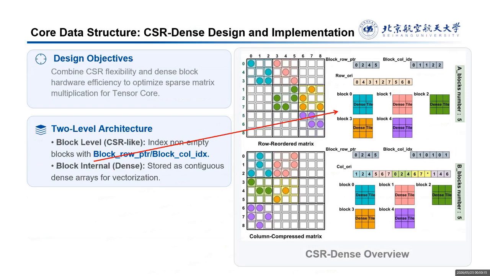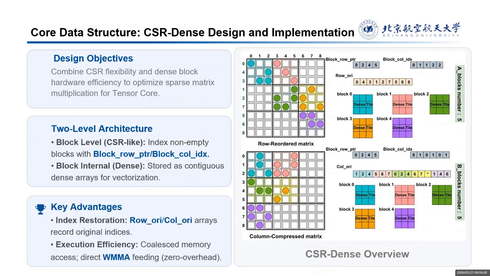Inside each valid block, we use dense storage. The block data is stored continuously, so it can be loaded efficiently into WMMA fragments. We also keep original index arrays, such as row ori and col ori. They help us map local results back to the original matrix coordinate. So CSR-dense has a simple role. At the block level, it keeps sparse. Inside each block, it provides a dense layout for tensor cores. This is the bridge between sparse matrix and tensor core computation.